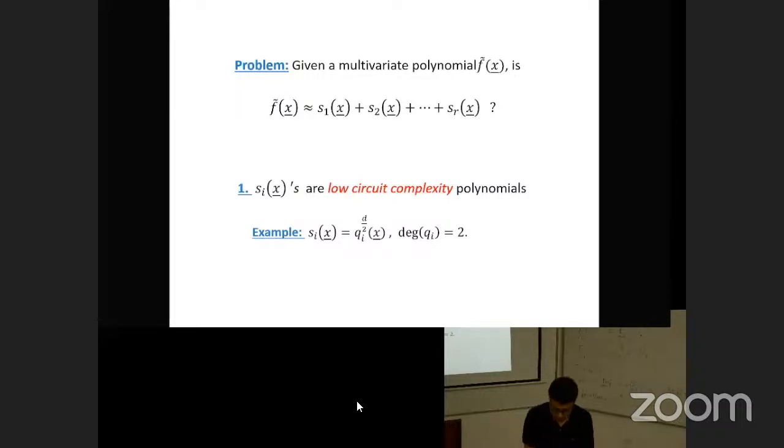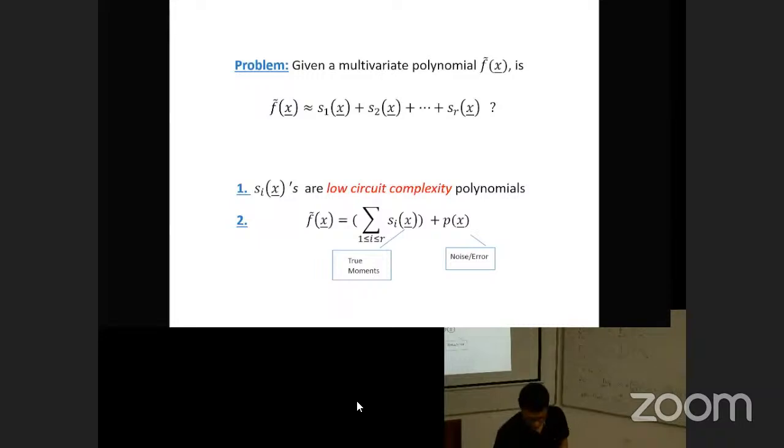So then, for learning mixtures of Gaussians, here's what I want to do. I have this approximate moment polynomial. I want to write it as a sum of powers of R quadratic polynomials. R is the number of components in the mixture. And if I'm looking at a degree D moment polynomial, I want the summands to be Qi to the D by 2, where Qi is a degree 2 polynomial, a quadratic polynomial.